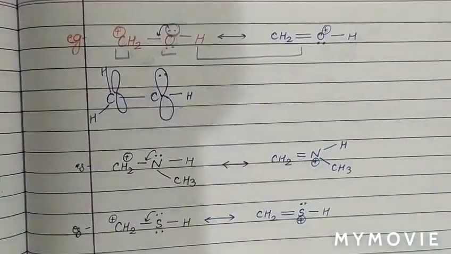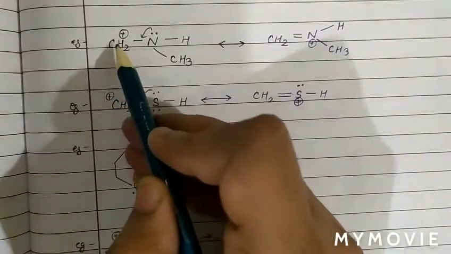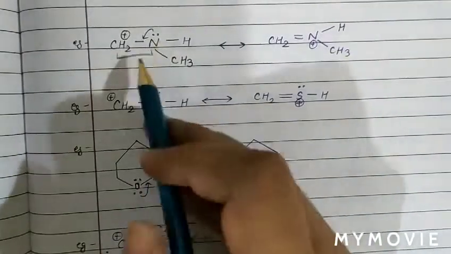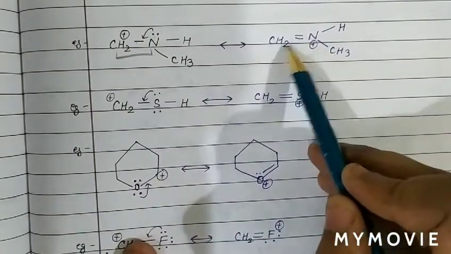Now see another case of this kind of resonance. We can see the carbon with positive charge, then a single bond, and the atom with a lone pair. So this is also a conjugated system. Now this lone pair will shift in between two atoms. So this is the resonating structure.